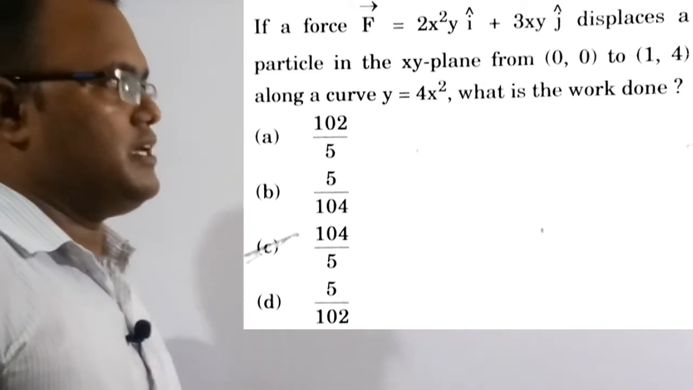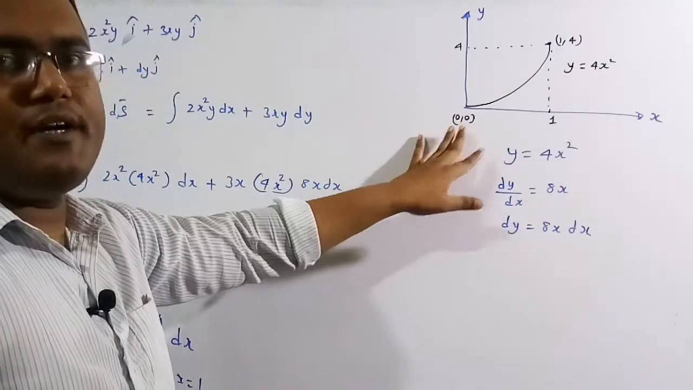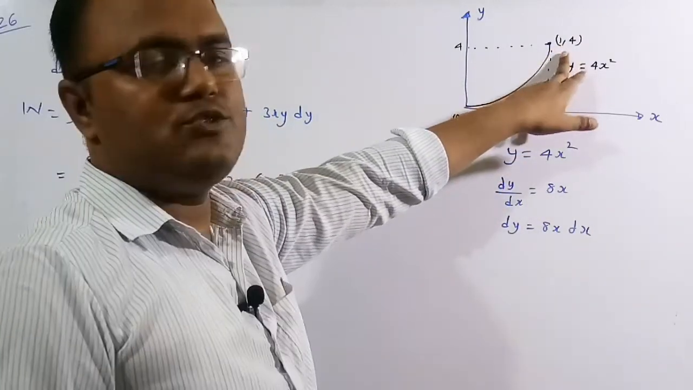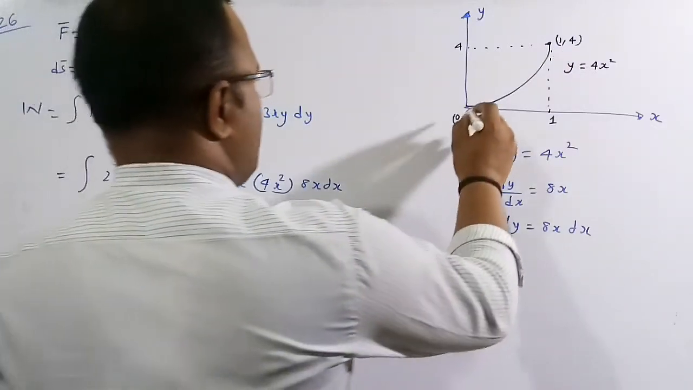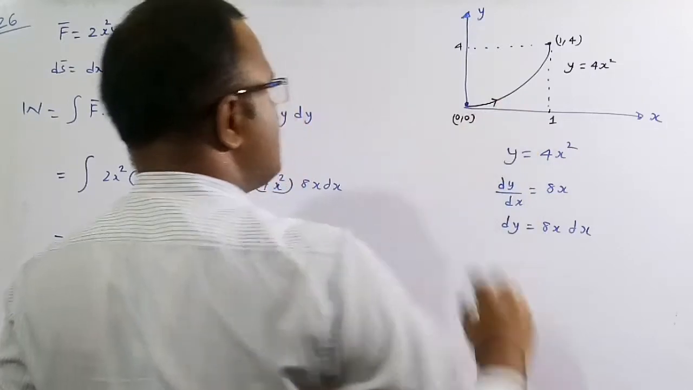So let's solve this numerical. This is the graph here, y is equal to 4x square. The initial point is (0, 0) and the final point is (1, 4). Basically there is a small particle, and I am going to move this particle along this path, y is equal to 4x square.